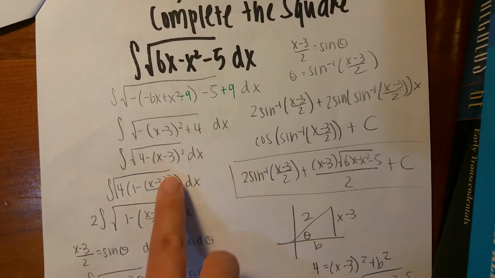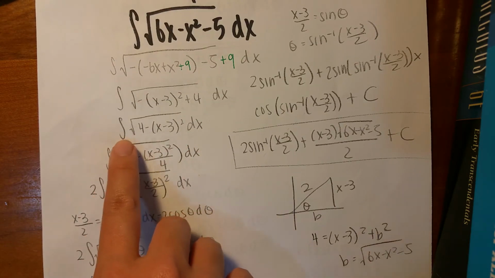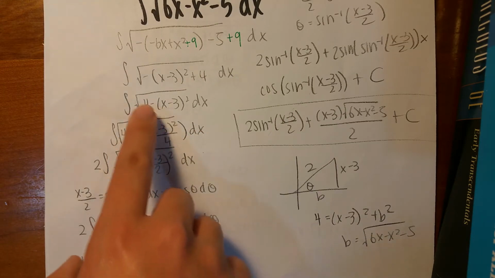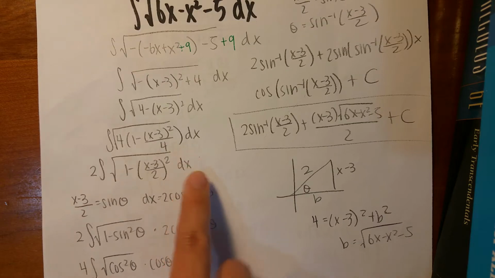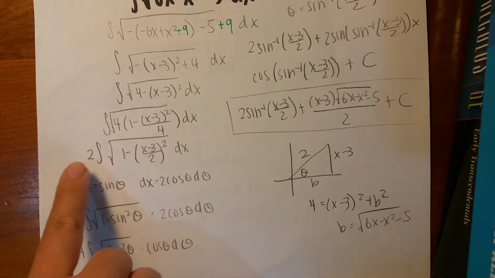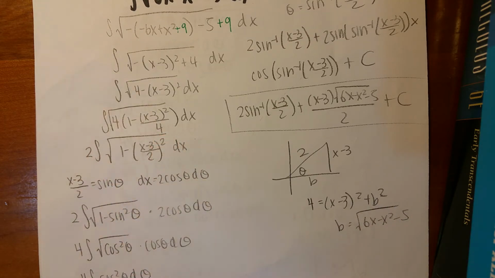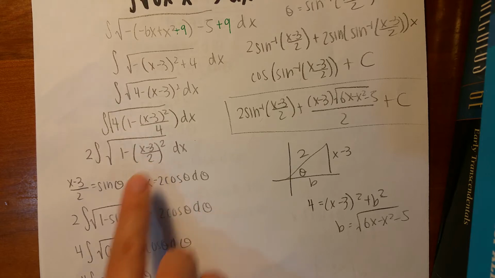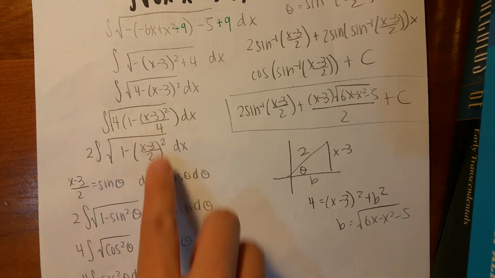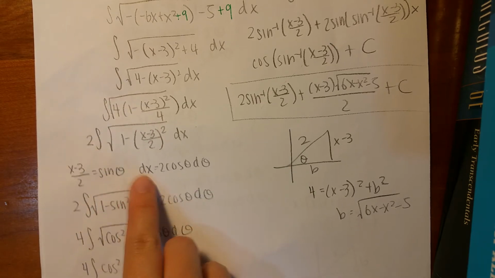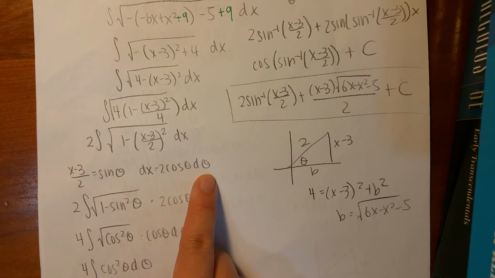After we complete the square and simplify a bit, we get the integral of the square root of 4 minus x minus 3 squared. Now, I pulled out a 4 from both of these terms to get this right here. And we can also pull out a 4 from the radical, and we have now 2 on the outside of the integral. We also know that x minus 3 squared over 4 is equivalent to x minus 3 over 2, all of that squared. So we rewrote that here. Now this can be easily seen as a trig substitution for sine. So x minus 3 over 2 will equal sine theta, meaning dx will equal 2 cosine theta d theta.